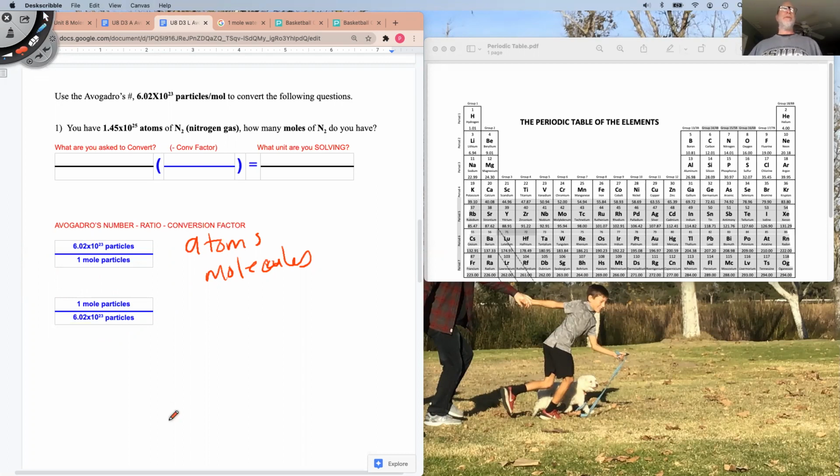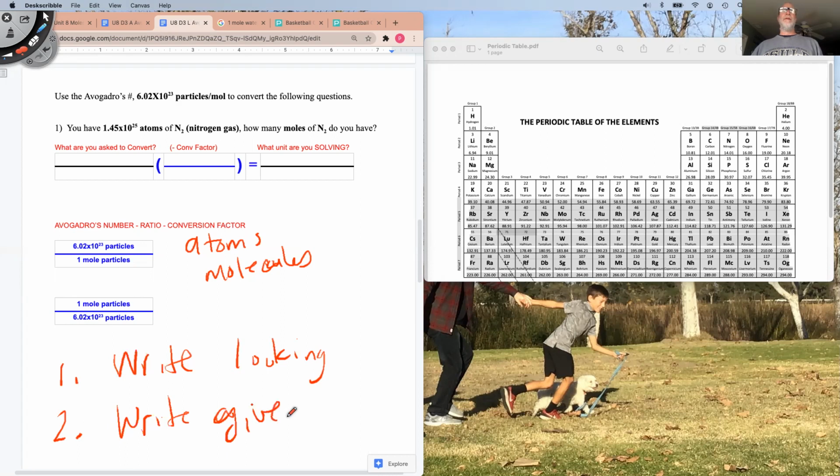Okay, really quick review. Step number 1. What's the first thing that we have to do when solving a problem? That's right. We first write what we're looking for. What are we solving for, right? What we're looking for on the line. What's the second thing that I want you to do? That's right. You're going to write what you're given to work with.